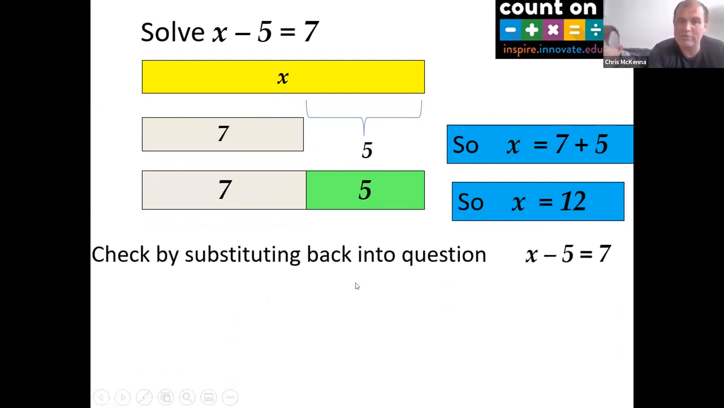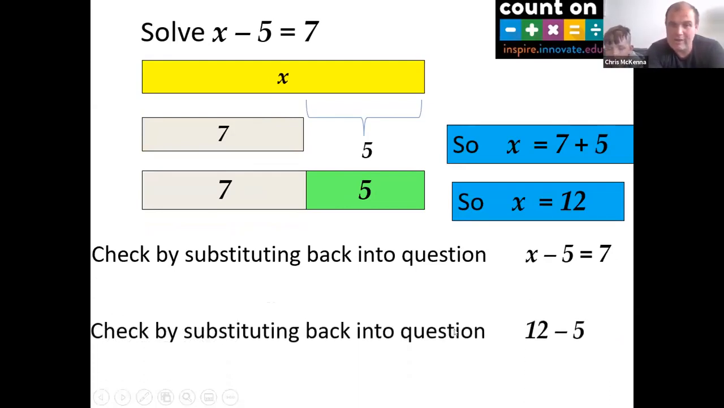And you can check always by substituting back into the question. So this says x take away 5 equals 7. So if I put 12 back in place of x, so we're putting 12 in instead of x, what is 12 take away 5? 7. So we must have got the question right. I hope that makes sense.